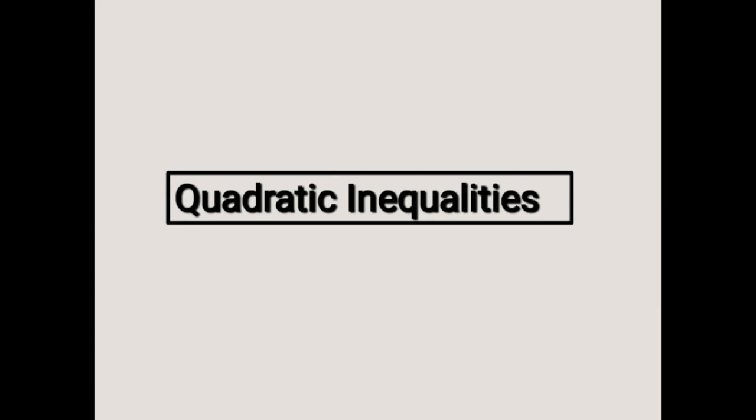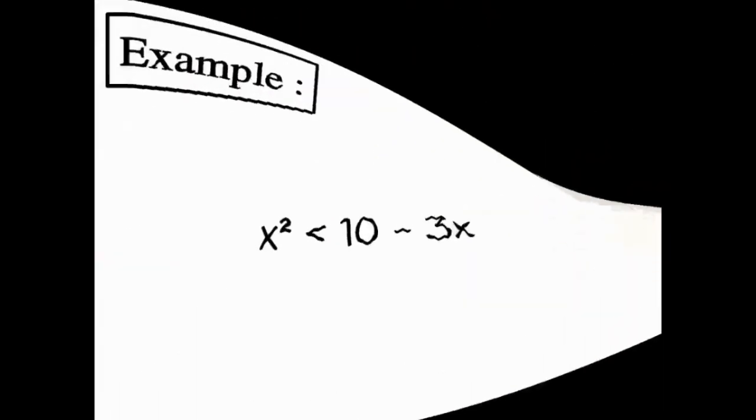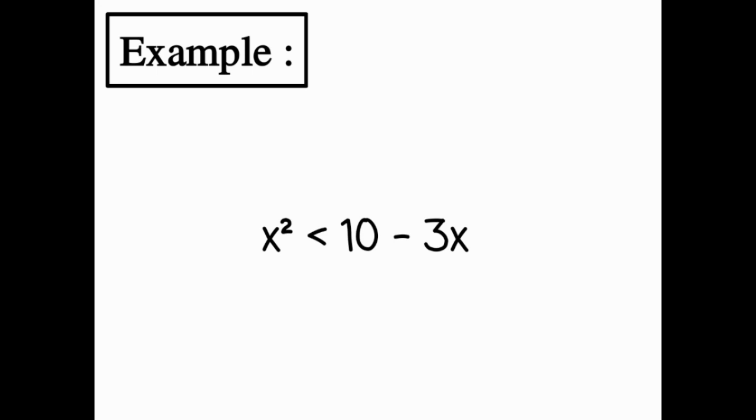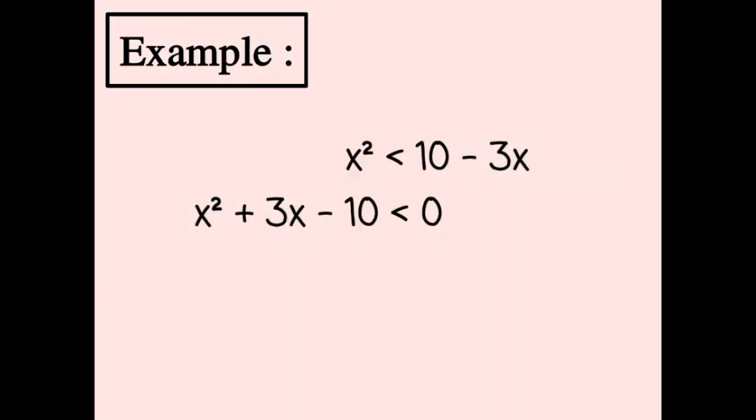Quadratic inequalities. First, let's take a look at this example. Find the set of values of x for which x squared is less than 10 minus 3x. To solve a quadratic inequality, you need to rearrange it so that the right hand side of the inequality is 0. So, rearranging x squared less than 10 minus 3x gives us x squared plus 3x minus 10 less than 0.